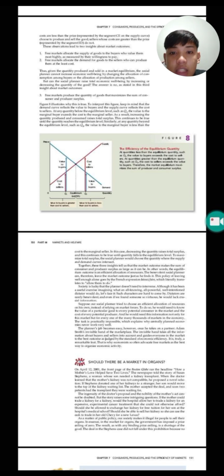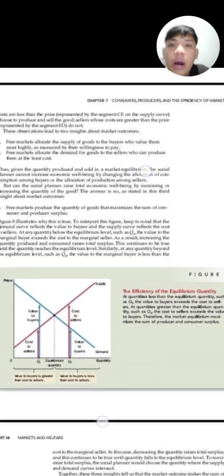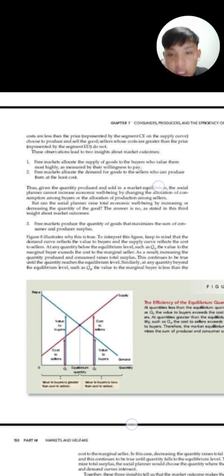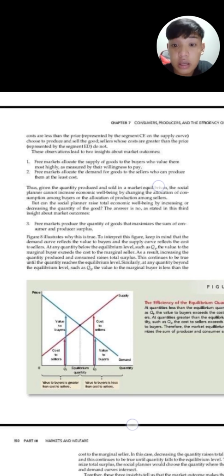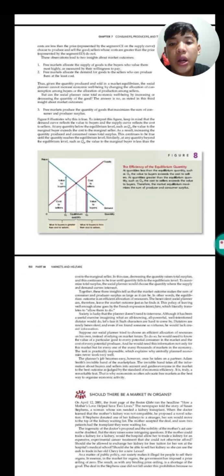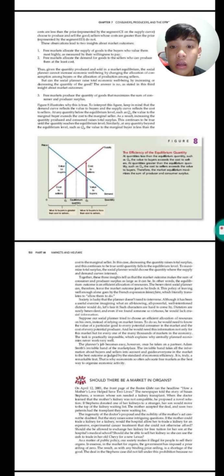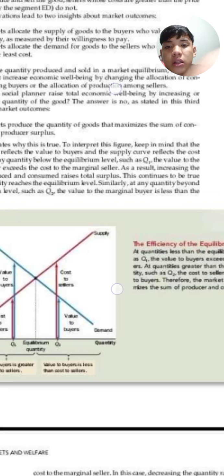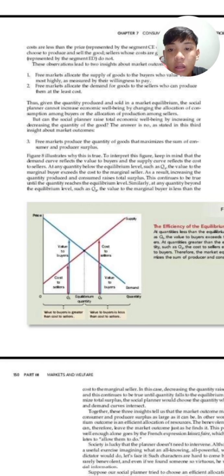And let's proceed, no? Another graph. But before that, let's read some thoughts. So let's proceed. Wait, sorry.